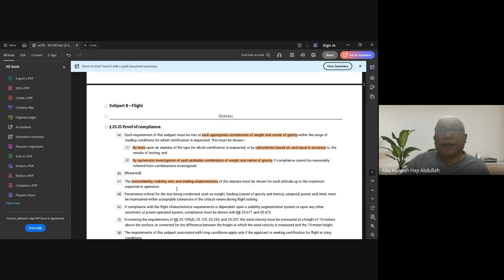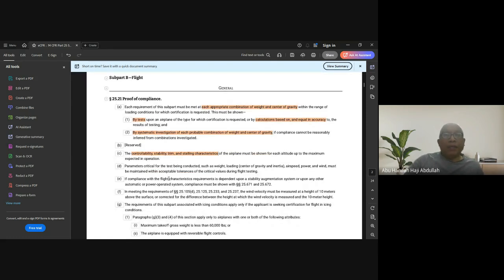Then the parameters critical for the test conducted are weight. So what is a critical parameter? Weight, loading, airspeed, power, and wind must be maintained within acceptable tolerance. So during the test, you need to consider the weight, the CG, the airspeed, power, and wind. That's why the test becomes very expensive and very extensive.